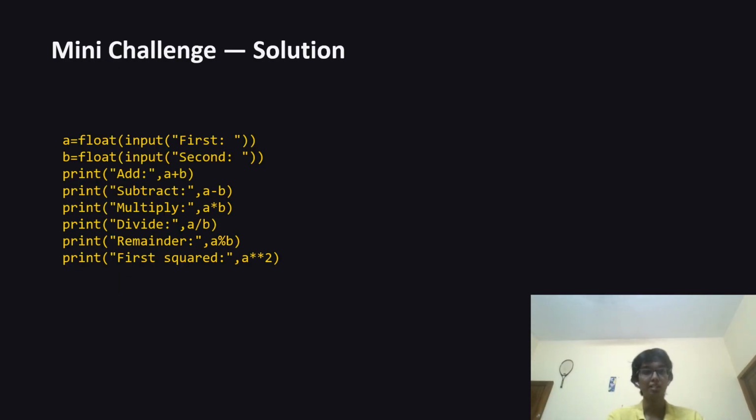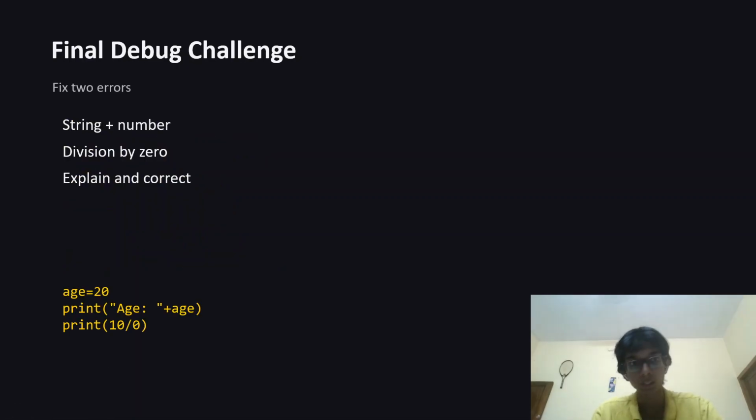Alright guys, time's up. This will be the answer to the mini challenge. We are taking both our inputs as float and we are going to print addition with a label. We have labels here. We're going to print addition, subtraction, multiplication, division, modulus, and we are also printing the square of the first number.